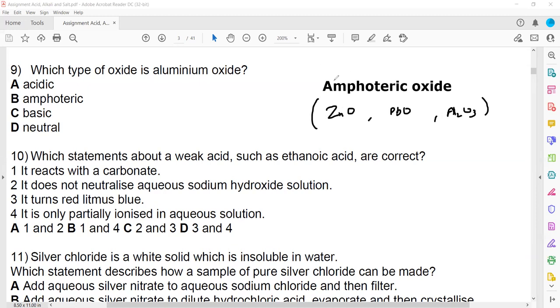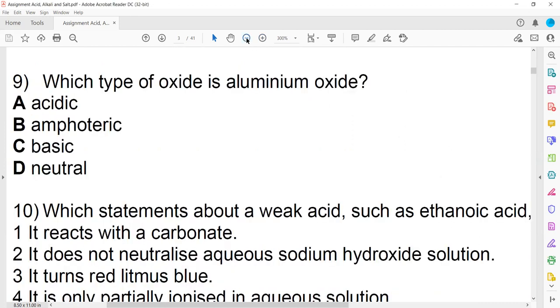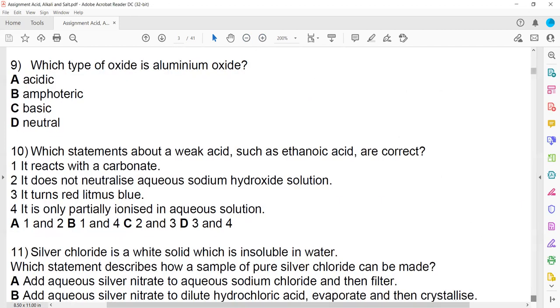Amphoteric means they can react with both acid and base. And the neutral one, carbon monoxide, is a neutral oxide. So it is not acidic and not basic. So we are left with option B. So it's important that you learn these examples, so without hindrance you can simply answer the questions related to examples.